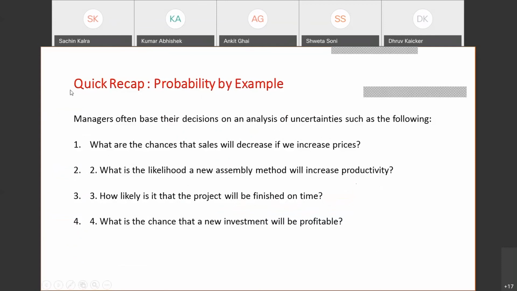It's especially for the managers, and the people who will become managers after some years of tenure in their career. How do you take calculated decisions using probability? Managers often base their decisions on an analysis of uncertainties. So we always take our decisions based on probability.